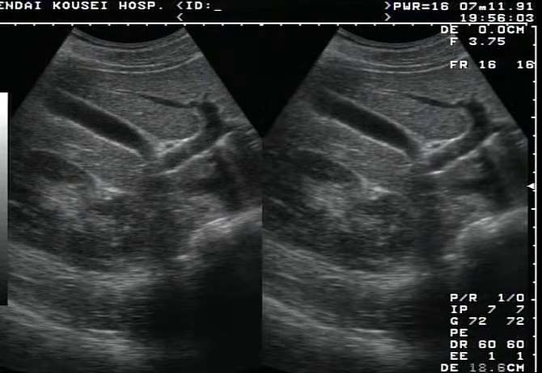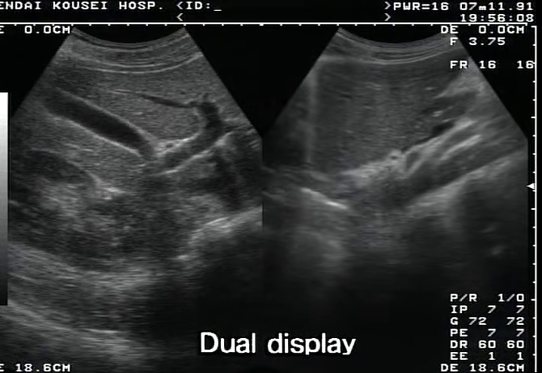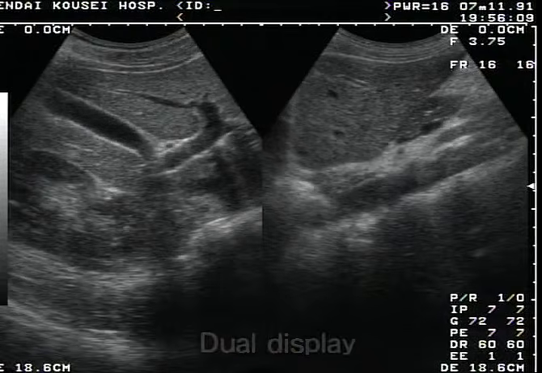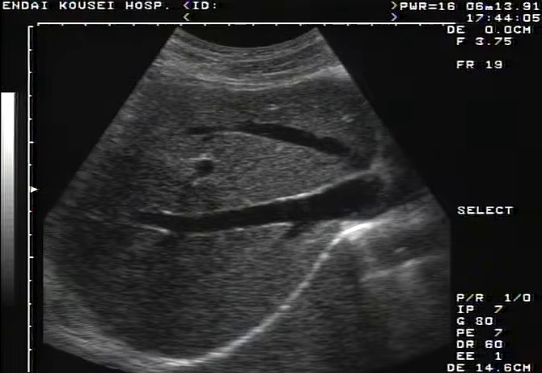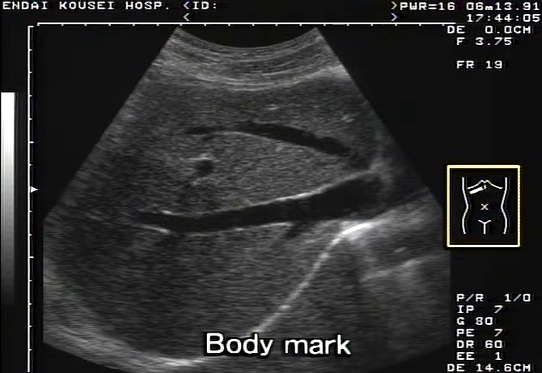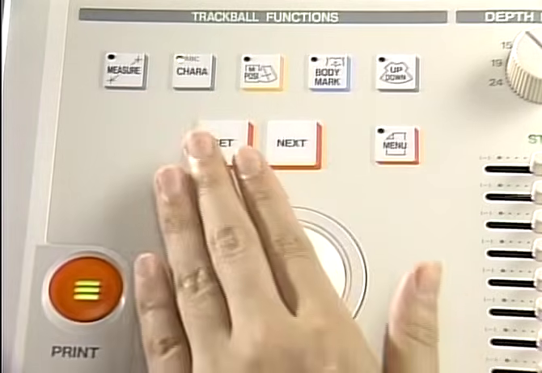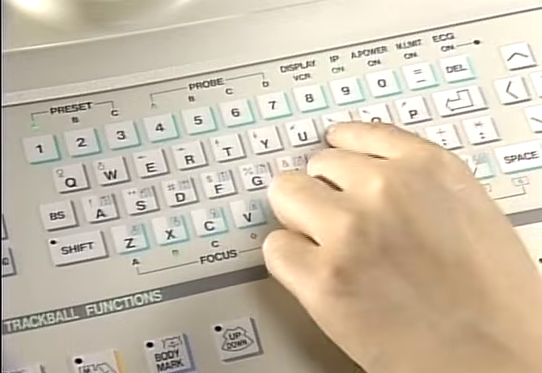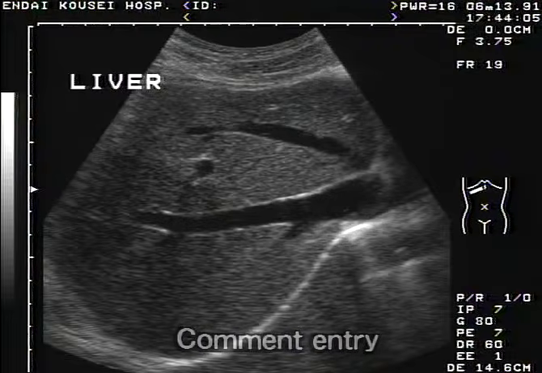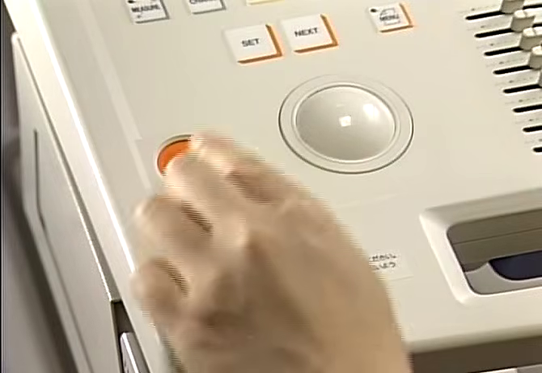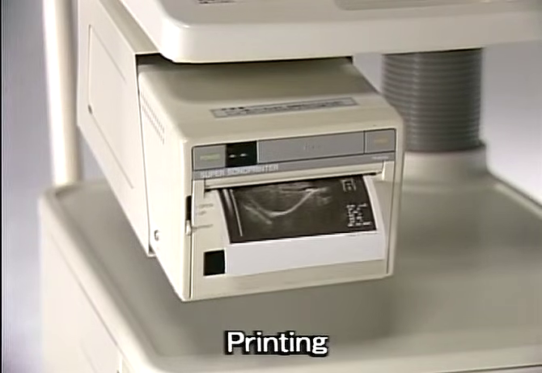You know that a dual display is possible. Therefore, you may freeze one screen and compare it with the image of another scanning plane. When recording an image, why not enter a body mark or comments? This will be very helpful when you review or explain your findings to other staff members. When all necessary information is entered on the screen, print the image.